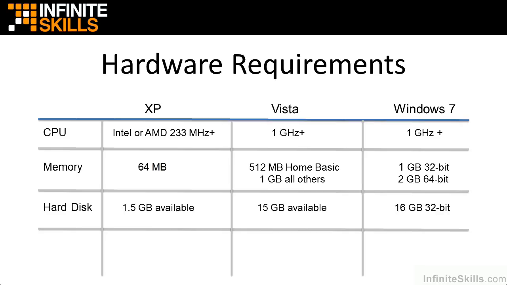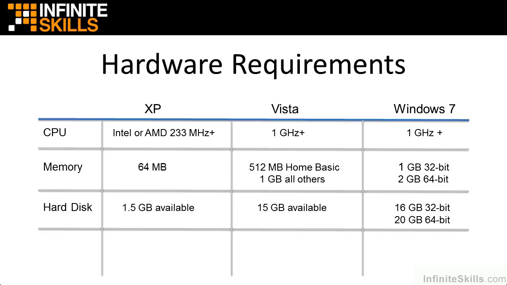Now, when it comes to hard disk space, to install XP, you need to have 1.5 gigabytes of free space on the disk. For Vista, notice a slight difference here, 15 gigabytes available. And for Windows 7, 16 gigabytes for 32-bit and 20 gigabytes for 64-bit.